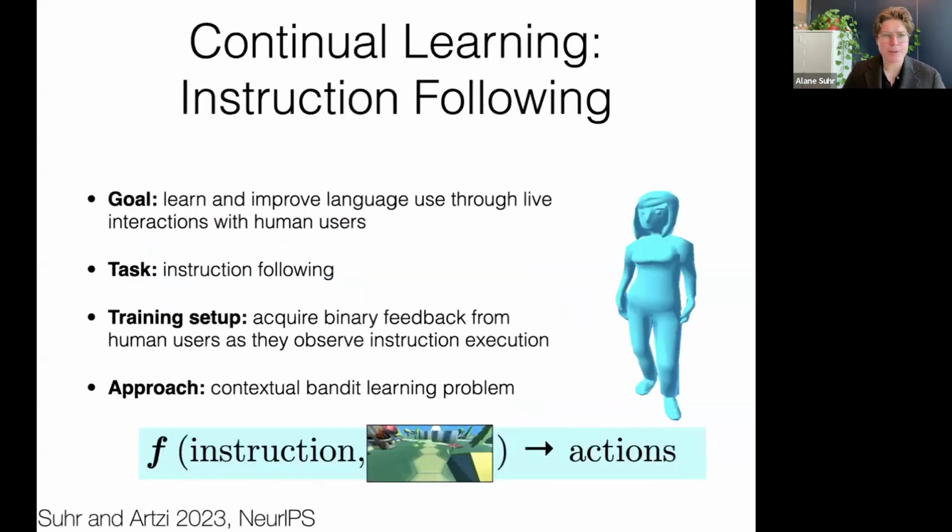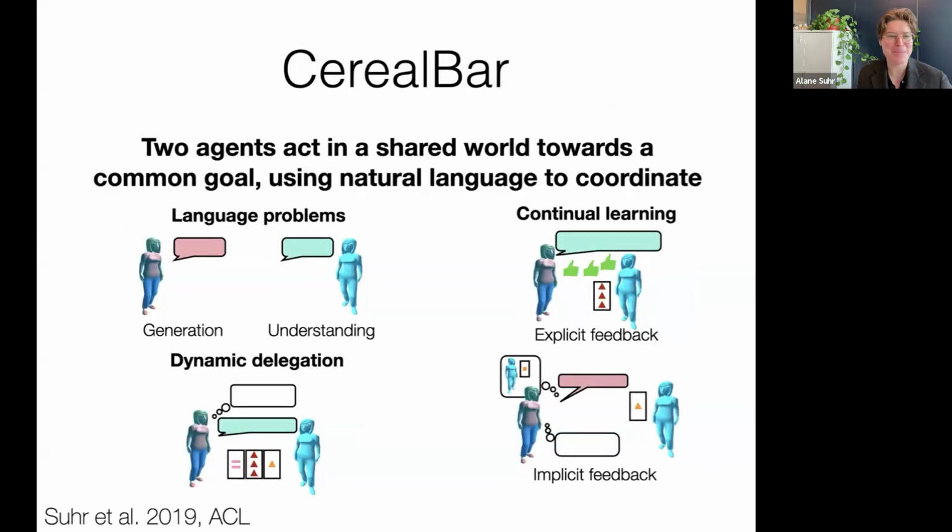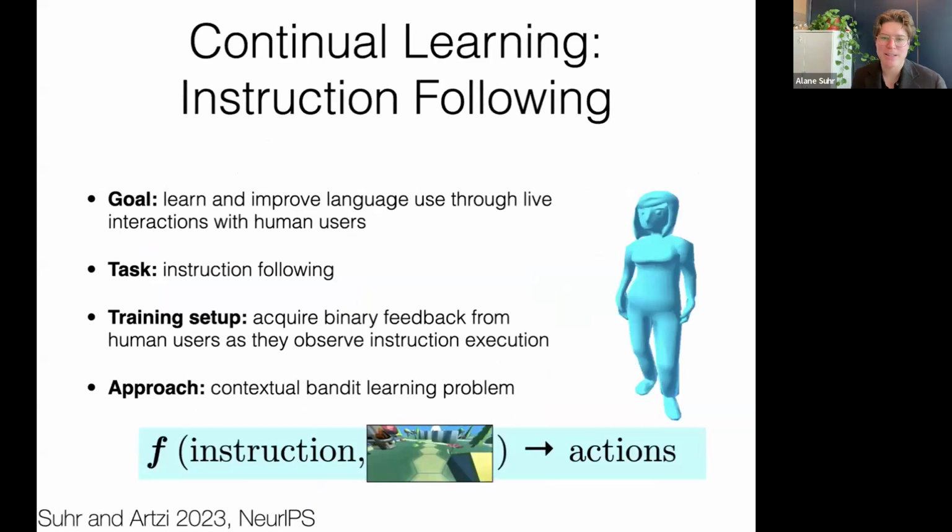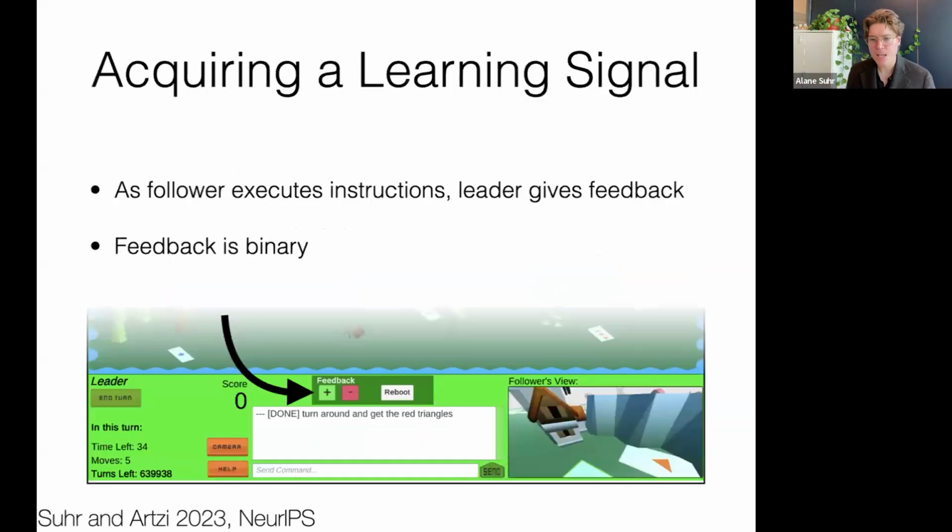Okay, so I'm going to talk about two different types of instruction following, the two different types of feedback that I just described that we explored in this domain. The first is training our model to be better at following instructions through interactions with human users. The general setup here is that during interaction, we're going to get binary feedback from our users as they observe the model executing their instructions. Our approach is to basically cast these feedback signals as bandit signals that we then can use to update our model with contextual bandit. So what does this feedback mechanism actually look like?